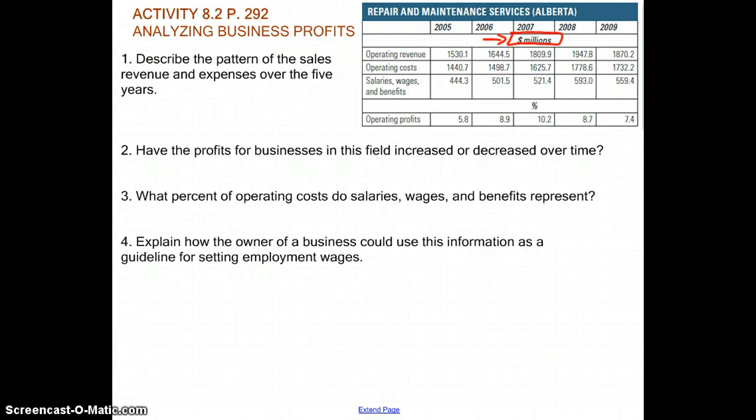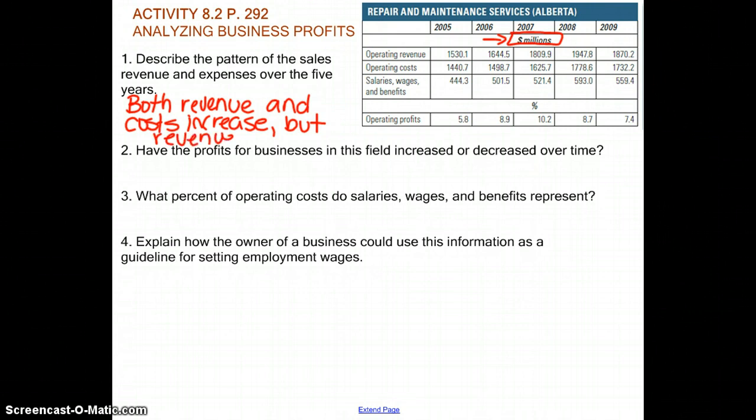Okay, it goes up. How about the operating costs? It goes up also. Which one goes up more? The revenue actually goes up by a bit more, yes. So both revenue and costs increase. But revenue does more. Not by much, but a bit.